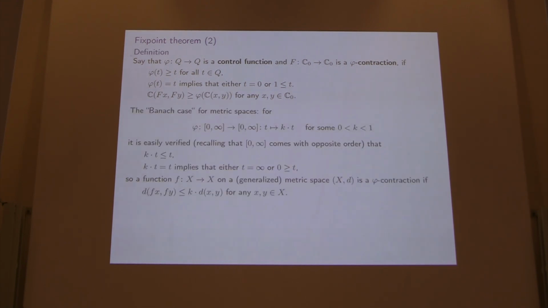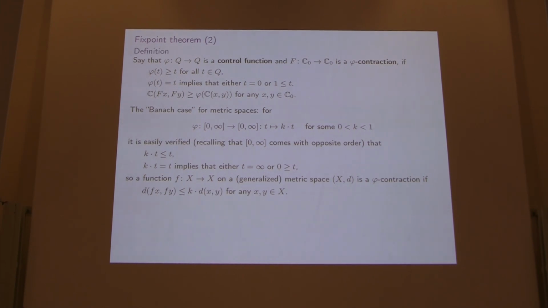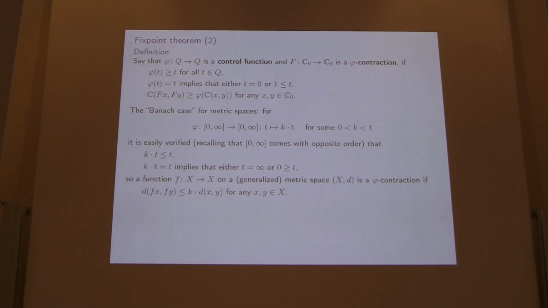Okay, so how does this relate to the classical Banach case? Well, in the Banach case, again, everything is upside down. 0 is my monoidal unit, and plus is my multiplication, and sups become infs, order is turned around. So in the Banach case, it's actually phi which maps a real number t to k times t. And it's precisely such a control function. You can easily verify the different clauses, and being contractive in the metric case is precisely being a Banach contraction with a constant k.